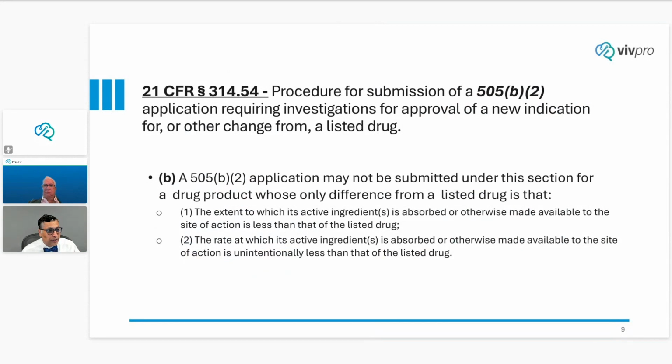describes the 505(b)(2) pathway, and specifically, I highlight this section B, where it says that the 505(b)(2) application may not be submitted under this section for a drug product whose only difference from a listed drug is that the extent to which its active ingredient is absorbed or otherwise made available to the site of action is less than that of the listed drug, and the rate, it's basically the same extent and rate, is unintentionally less than that of the listed drug.